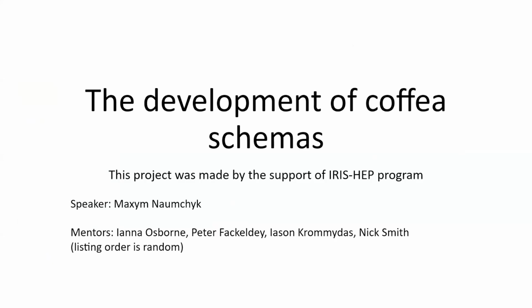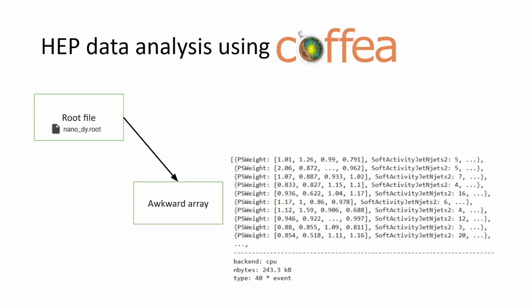So, hello. This presentation will be about the development of Coffea schemas. Presenting to you will be me, Maxim, and I would like to give a huge thanks to my mentors for supporting me throughout this whole project. So, to start with the presentation, first off, what is Coffea used for? Well, it is used for if you have a root file, for example, and you need to analyze it somehow. You can use Coffea to transform it first into awkward array and then do your analysis.